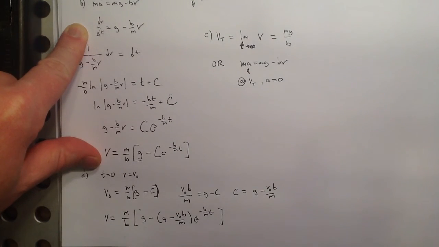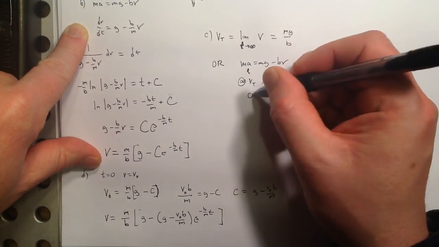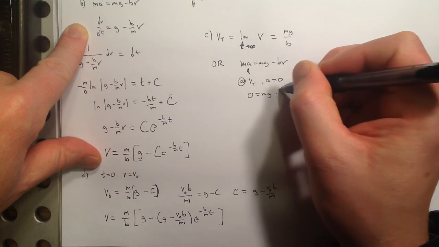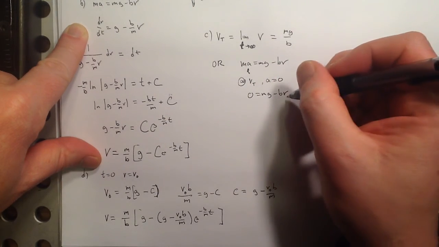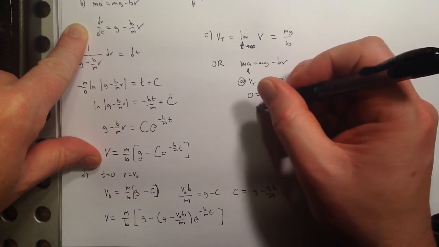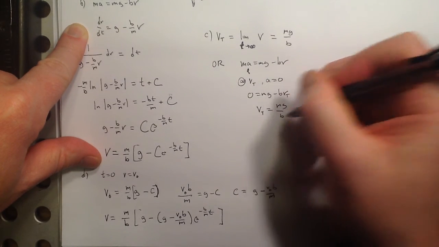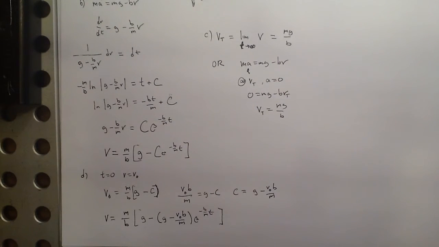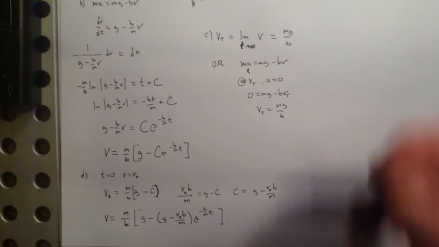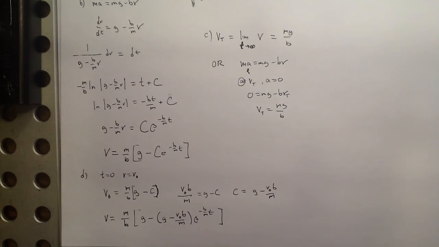There's no more acceleration. So that means that 0 would be equal to mg minus bv for the terminal velocity, and that terminal velocity would then be mg over b. So same answer either way. For physics students, I would like you to think about it like this for sure, but nice to see it both ways.